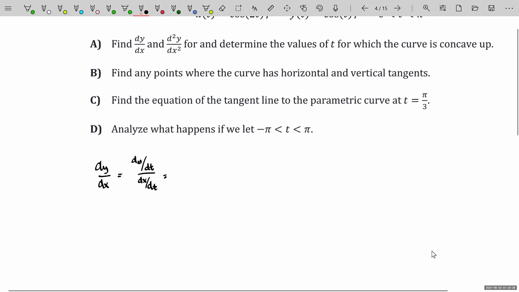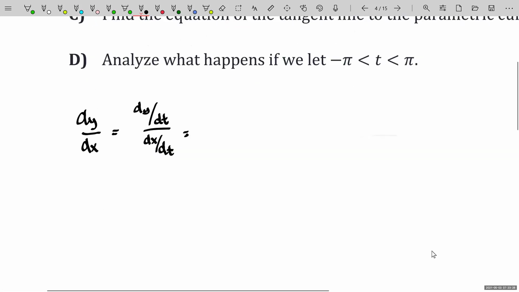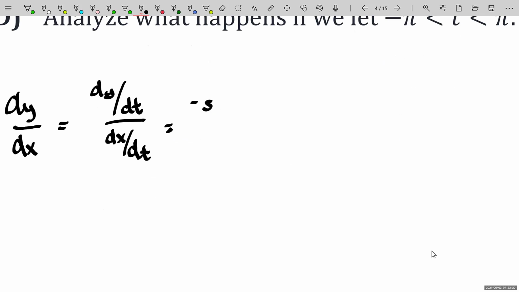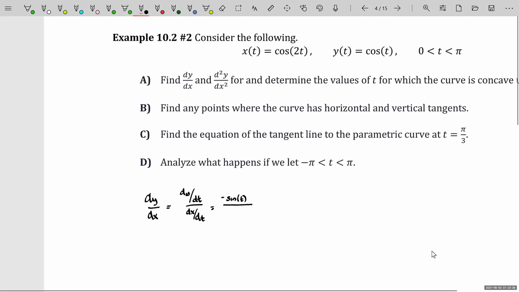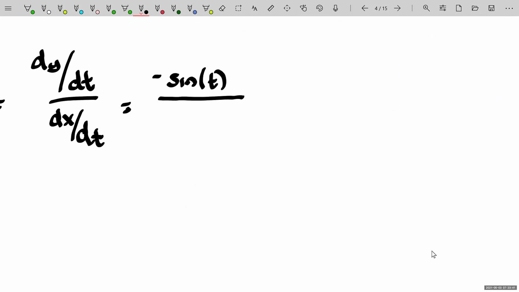y being cosine of t, so the derivative of the cosine is just the negative sine of t. x being the cosine of 2t, so that'll be the negative sine of 2t. Well, actually, it's negative 2 sine of 2t.